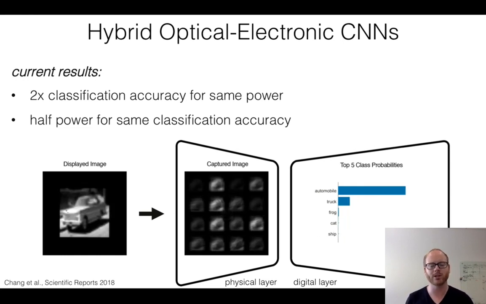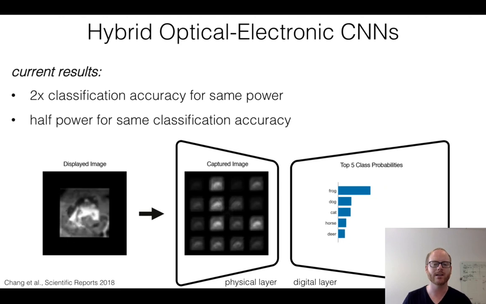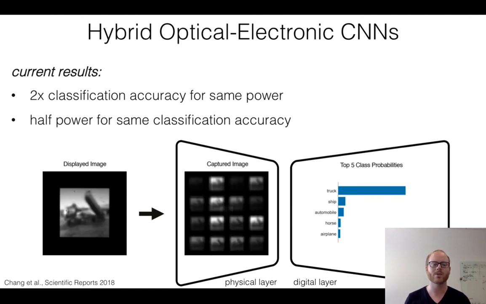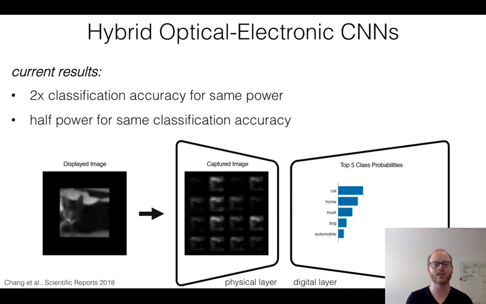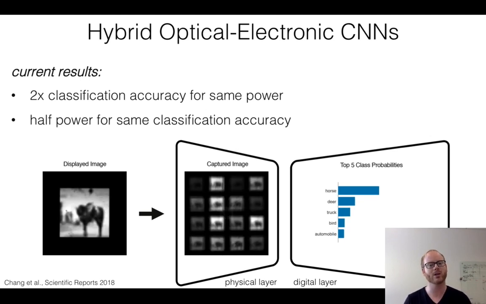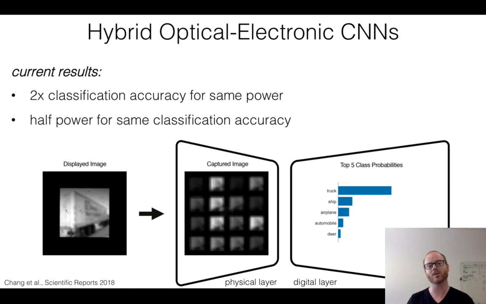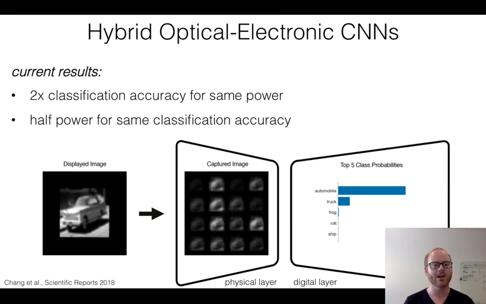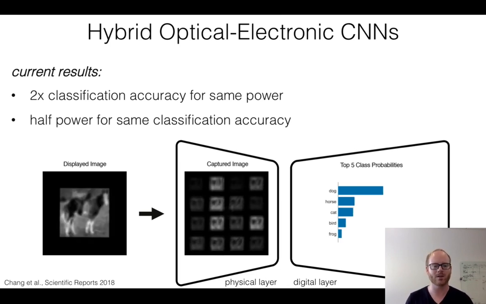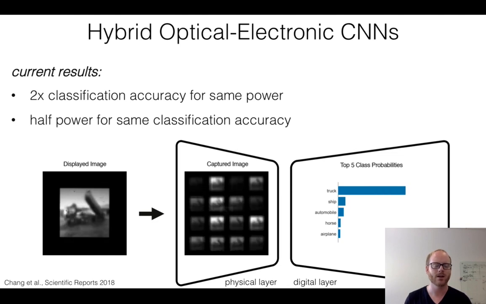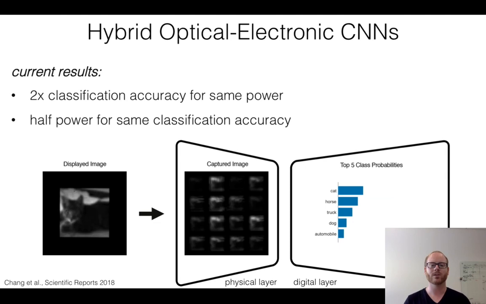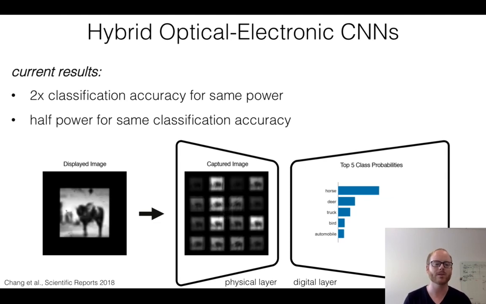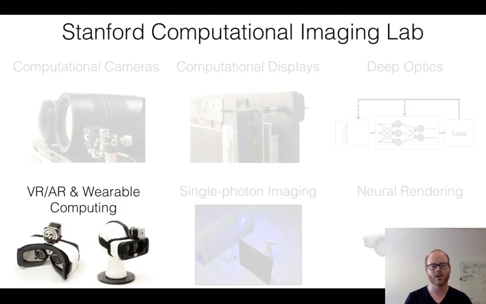We have an additional fully connected layer in the digital layer that then does the classification. And what that allows you to do is you can get twice the classification accuracy for the same power budget, which is really important for edge devices, for example, your camera on a drone, or you can reduce the power consumption by a factor of 2 for the same classification accuracy as a fully digital system. So this idea of deep optics really opens up a lot of different applications.